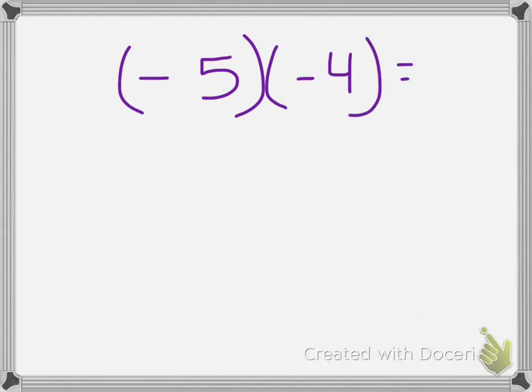Try it again, though. Let's see. How about a -5 times a -4? Make your triangle and figure it out yourself. Pause it, come up with the answer, and then check back in with me.